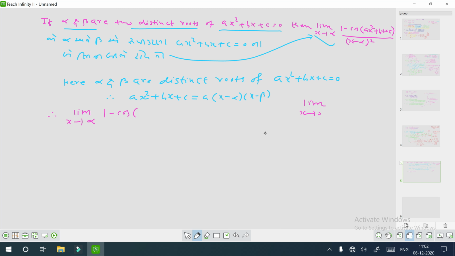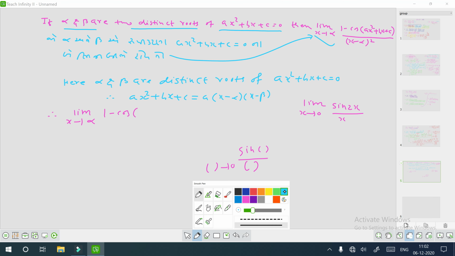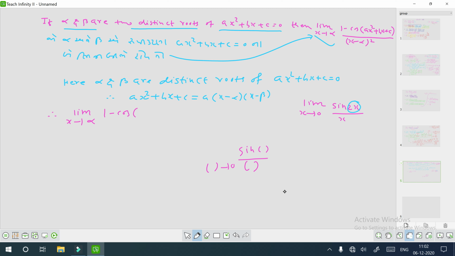Limit x tends to 0, sin 2x upon x. What is the standard form? Sine of some function over that same function, as the function tends to 0. In our case, the function is 2x, so we need 2x; multiply and divide by 2. Taking 2 common, we get sin 2x upon 2x, and the limit as 2x tends to 0, because x tends to 0 implies 2x tends to 0 also. So that comes out 2 into 1, that is 2.